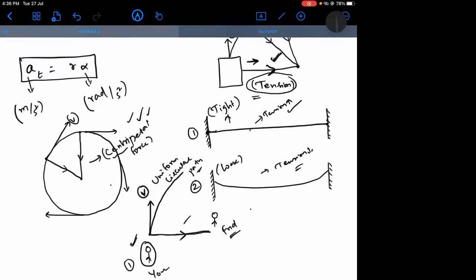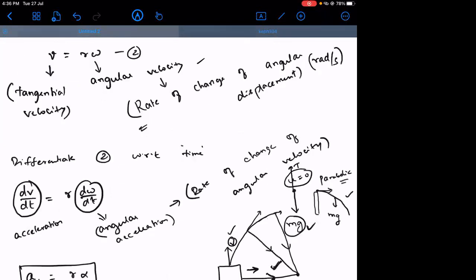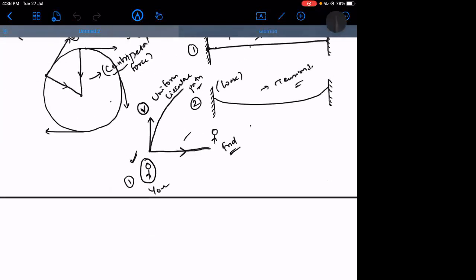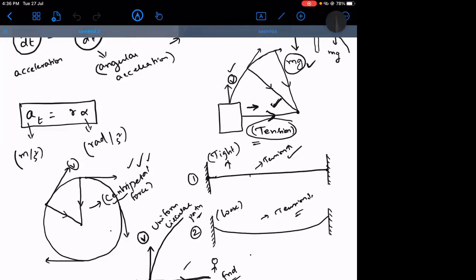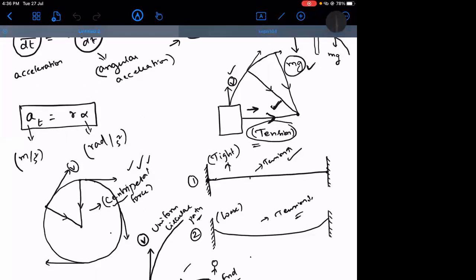Guys, am I clear till this point? Is there any other doubt you guys have? Is there anything else you want me to explain? I'll do it, because this is a very, very important concept. It is not restricted only to this chapter. You will apply it at many places. Any other doubt, guys?